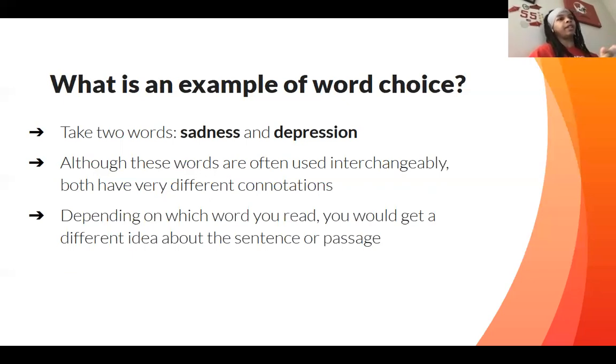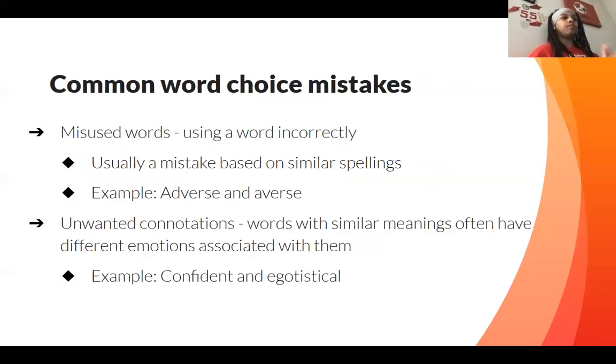That has a very different meaning, even though we use those words interchangeably. Common word choice mistakes. Misused words are using words incorrectly. Usually this happens when words are based on similar spelling, such as we looked at before, like there and their, or it's and its. Another example could be adverse and averse.